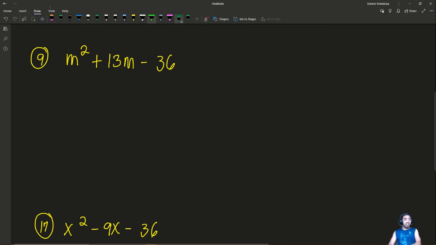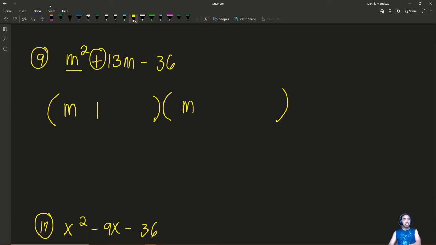Okay, so again, open and close parentheses, square root of the first term, m here, copy. And then this means they are enemies. The enemy of the positive is a negative, so it must be positive and negative so that we will yield a negative value for our third term. And then let's try the factors of 36. That will give us positive 13 if we add them together.